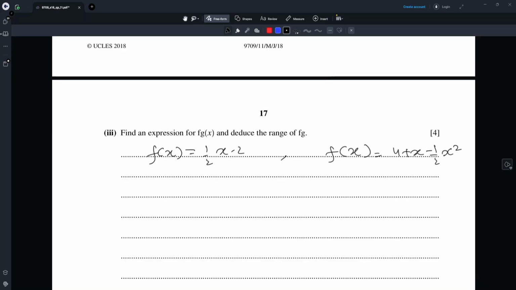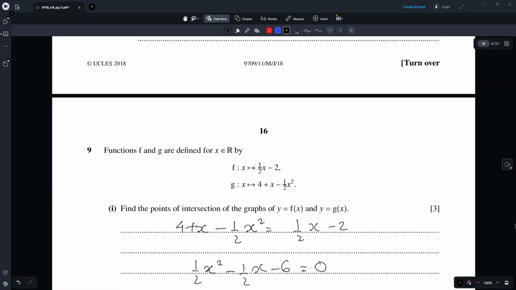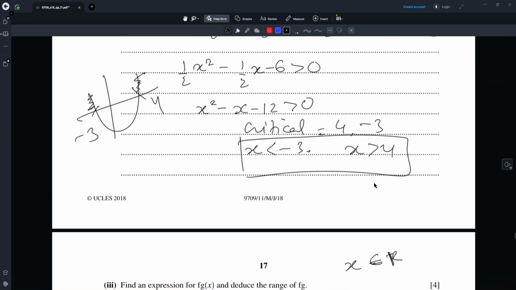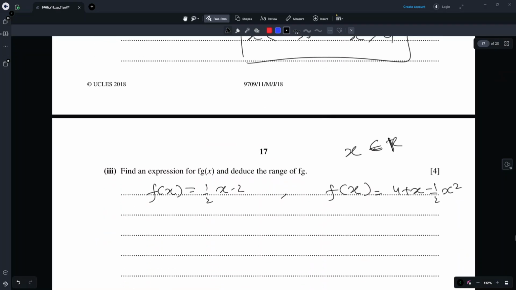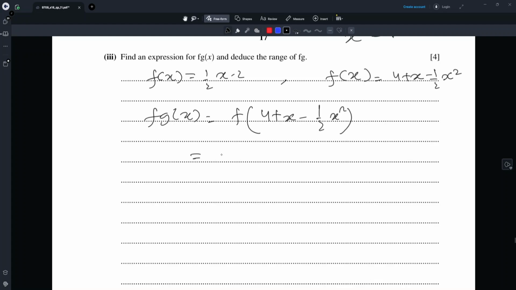Now the problem is that the domain for both of them is supposed to be all real numbers. But you're supposed to do f g of x, right? It means you're supposed to do f of 4 plus x minus half x squared. So we have to just put here half of this expression here.